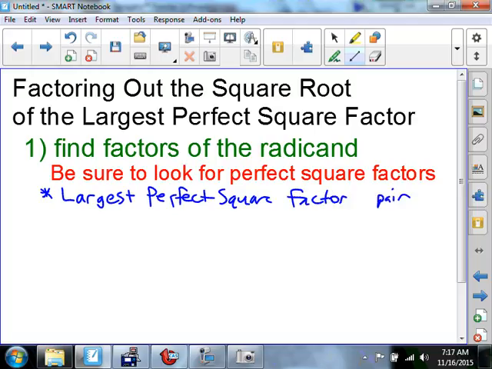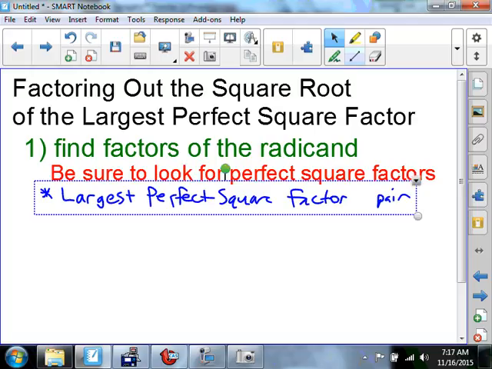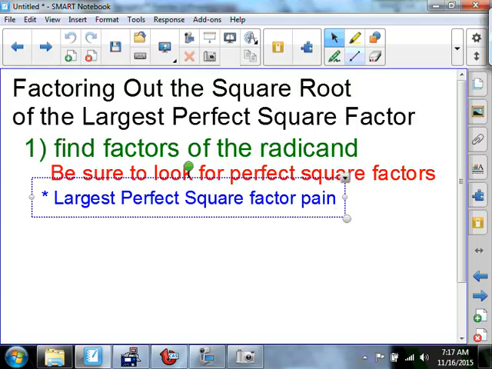And I'm going to put pair there, okay? So we're looking for the largest perfect square factor pair. That's supposed to say pair, not pain. It might be a pain to find it, okay? But this is really the most effective way of simplifying a radical.